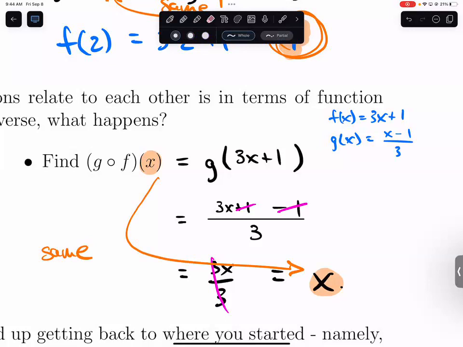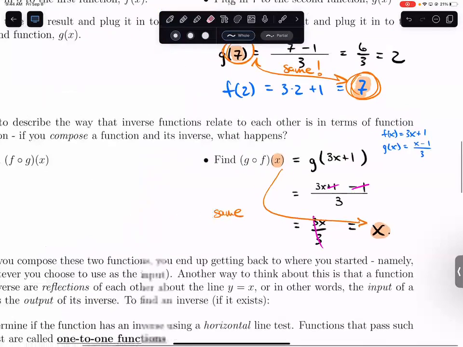So for two functions that are inverses, if we compose them, that's always going to be true. All these other things that we saw about the graph, those are true as well. The reflection, the domain and range, the X and Y swapping. The way we write an inverse.